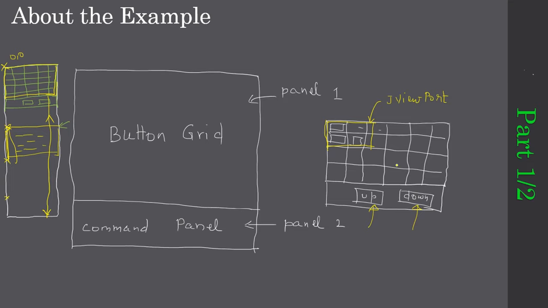So this is our example. If you click up, you will be seeing a different portion of the button grid. That means it looks like we are panning this button grid. The grid is this much big, right? So we are scrolling that. That means we are actually moving the JViewPort to a different location.